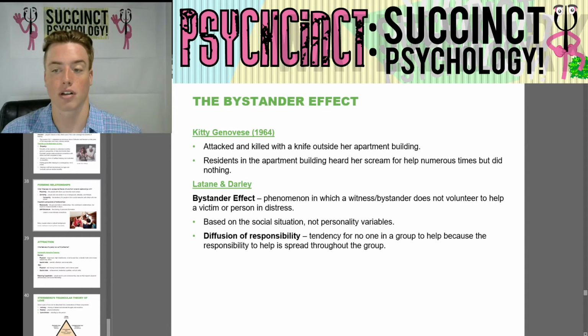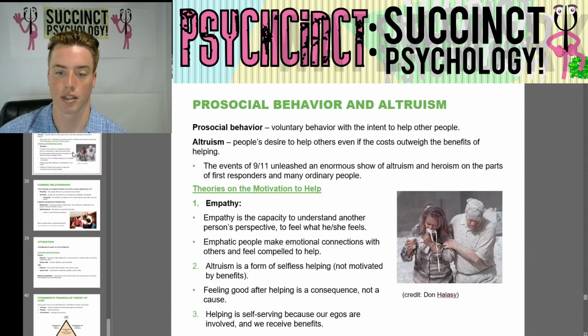Now, Latane and Darley: the bystander effect is the phenomenon in which a witness or bystander does not volunteer to help a victim or person in distress. This is based on the social situation and not on personality variables. The diffusion of responsibility is a tendency for no one in a group to help because the responsibility to help is spread throughout the group. You just assume somebody else is going to help.